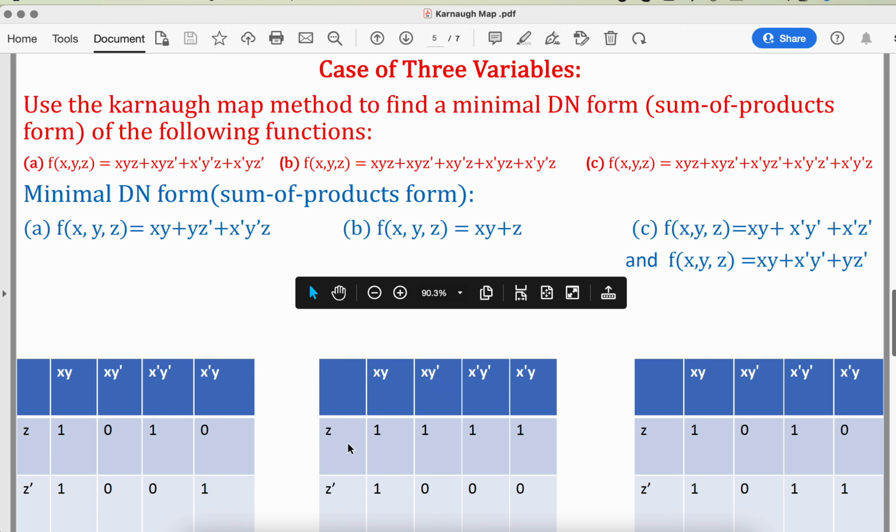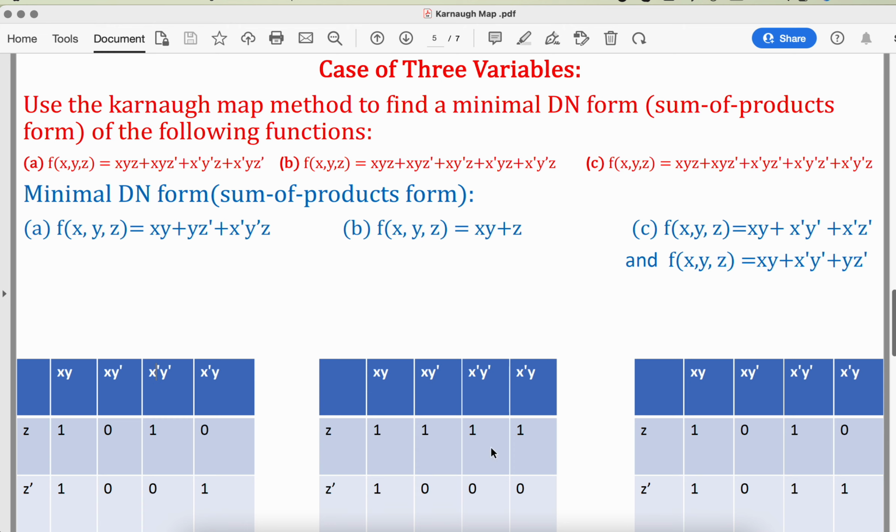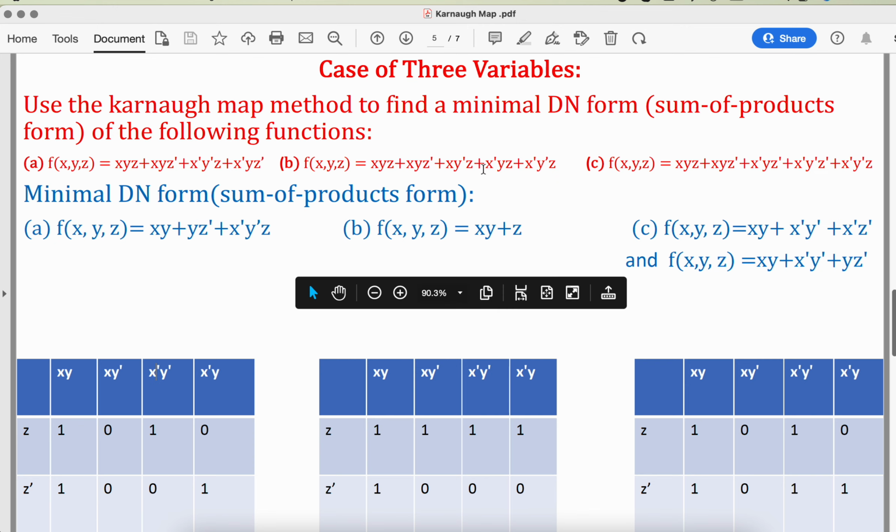xy dash z. So it is xy dash z, so 1 here. xy dash z dash, we don't have xy dash z dash, so it is 0. X dash y dash z, so it is 1 here.